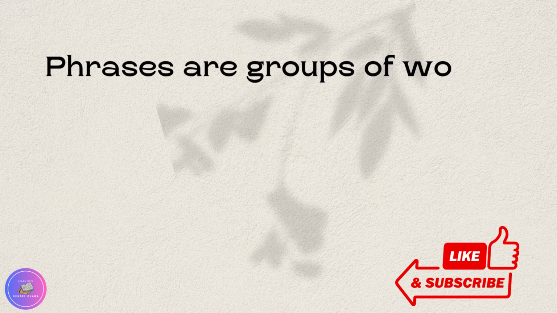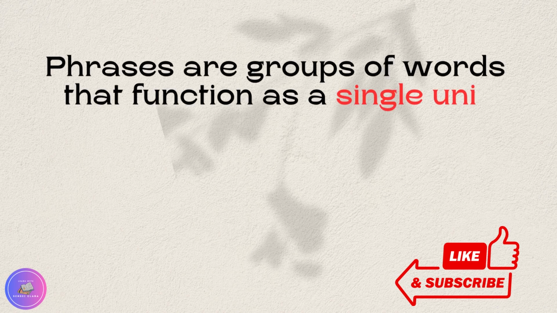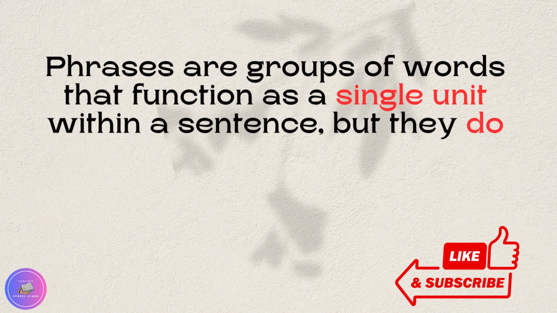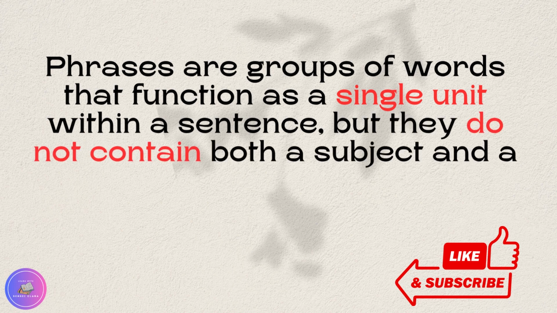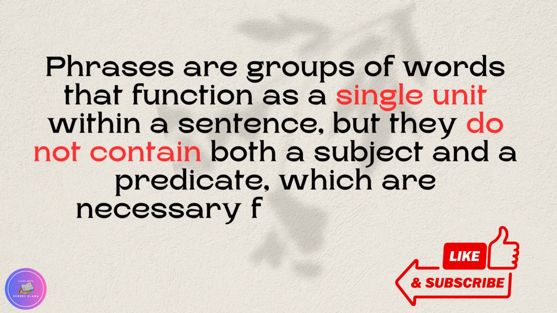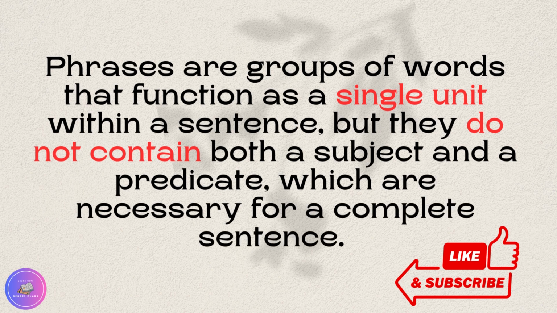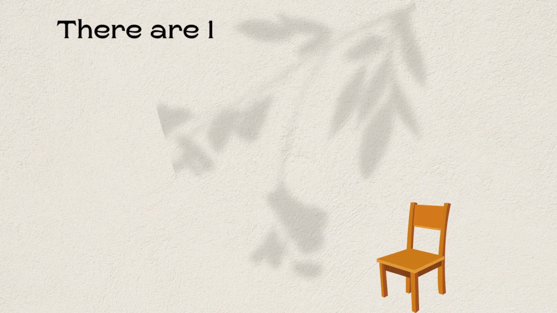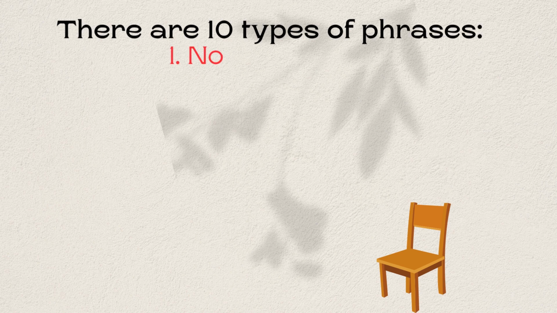Phrases are groups of words that function as a single unit within a sentence, but they do not contain both a subject and a predicate, which are necessary for a complete sentence. There are 10 types of phrases.